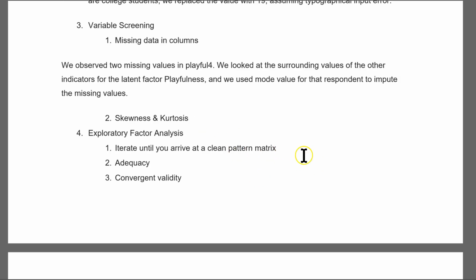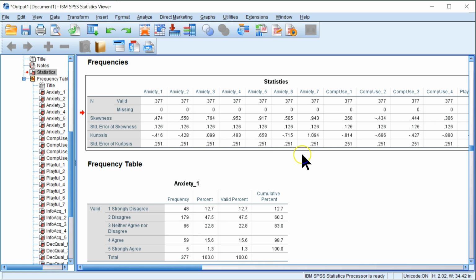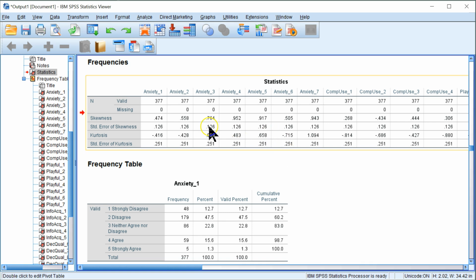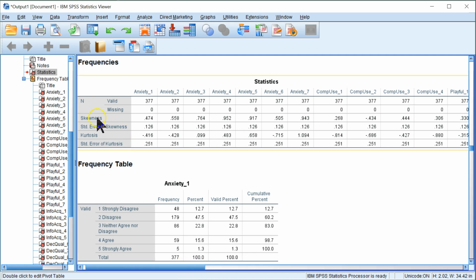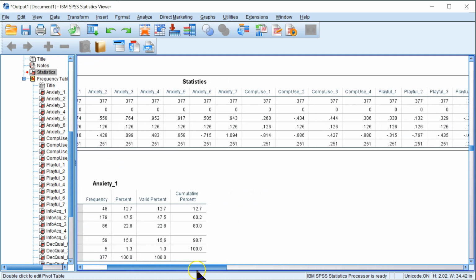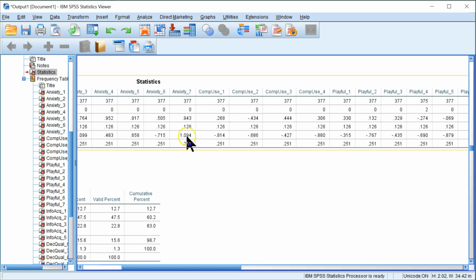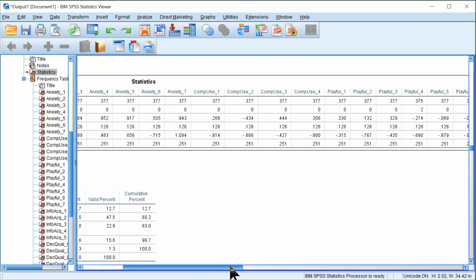All right, skewness and kurtosis. We just looked at this, but didn't actually look at it. Here it is. We are looking for values greater than the absolute value of 1. Now, there are other thresholds we can look at, but right now that'll do. So look at the skewness row here and the kurtosis row here. Nothing really extreme. You got this one here, 1.094, but if I were to round that, it would actually be 1.0, so I'm not too worried about that.